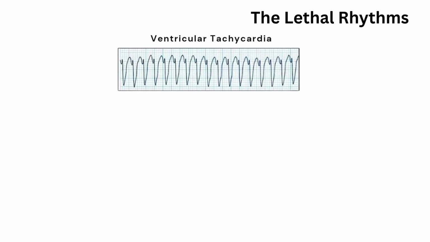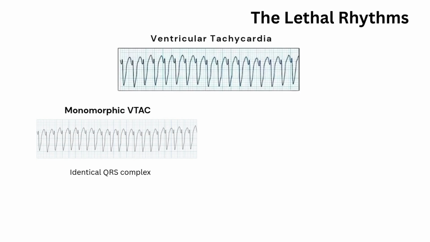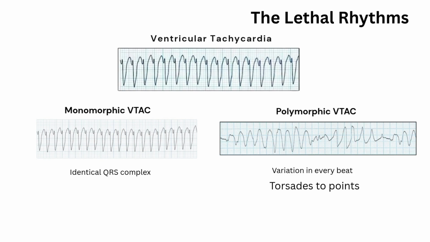When the ventricles take over completely and start firing rapidly on their own, completely ignoring the top of the heart, you get ventricular tachycardia, or VTAC. Notice how the QRS complexes here are incredibly wide, definitely way over our 0.12 second rule. Monomorphic VTAC means every single wide QRS complex looks identically shaped, like cookie cutters. Polymorphic VTAC, on the other hand, means there's a clear structural variation in every single beat. The shape is constantly twisting, which you'll most famously see on exams as torsades de pointes.